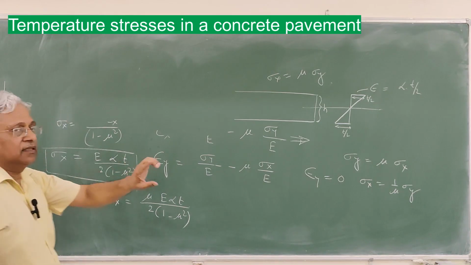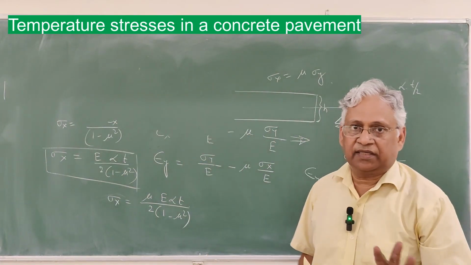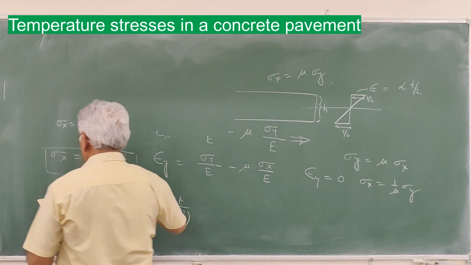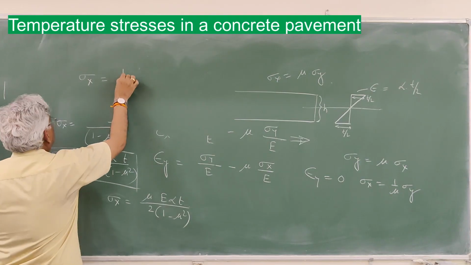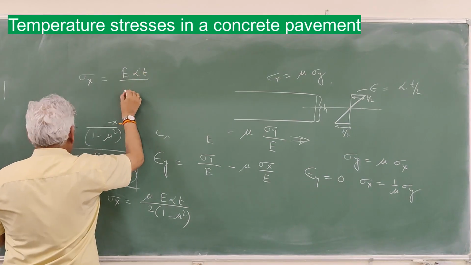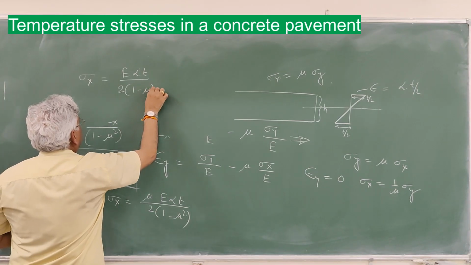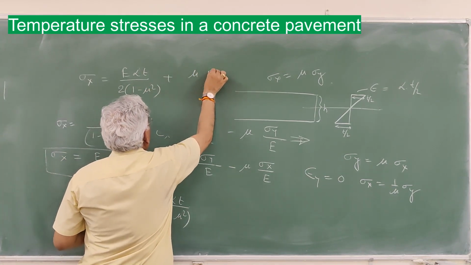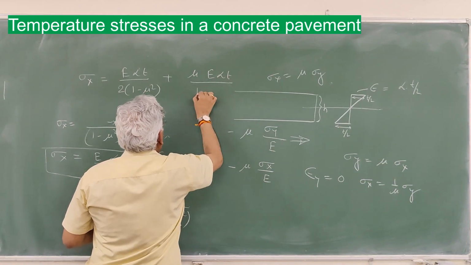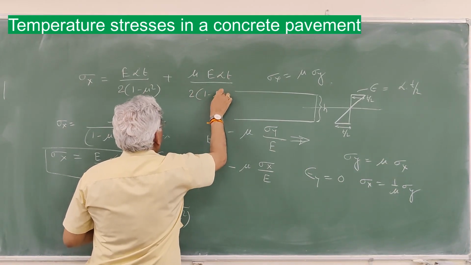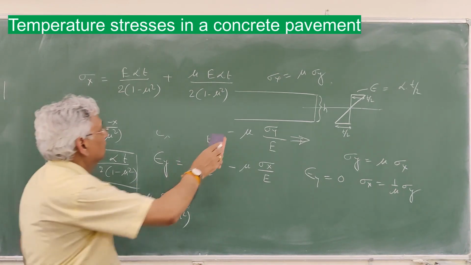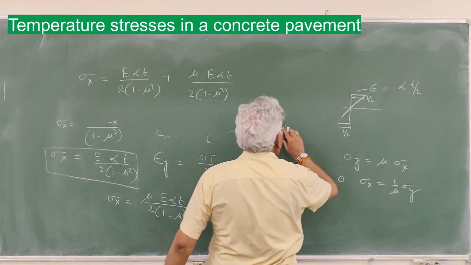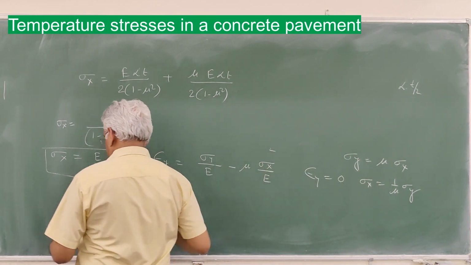Now when the slab bends in x and y direction, in both directions x and y, then these must be superimposed. Considering that it is infinite in both directions, sigma x will be E alpha T upon 2 into 1 minus mu square plus mu into E alpha T upon 2 into 1 minus mu square. That is just summing these two terms. That is the stress generated in the slab in x direction.